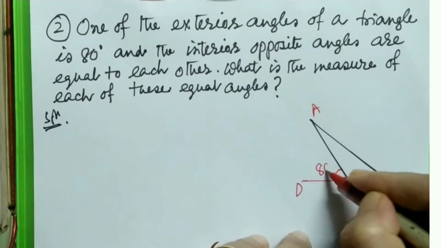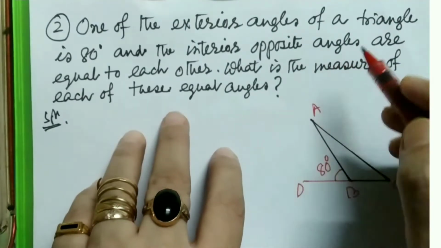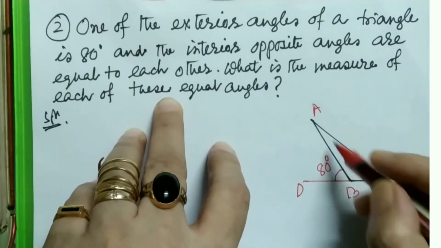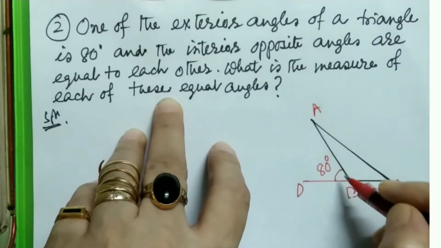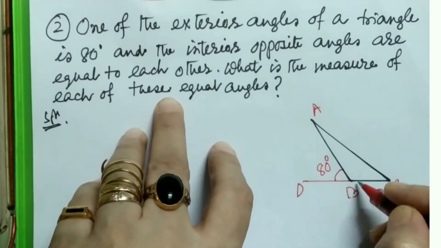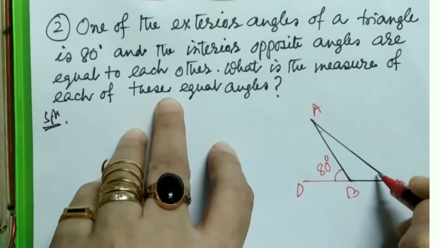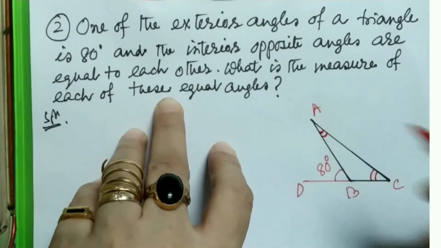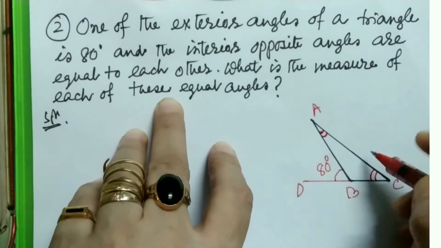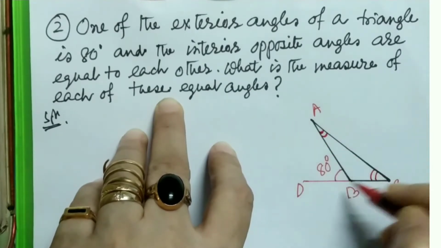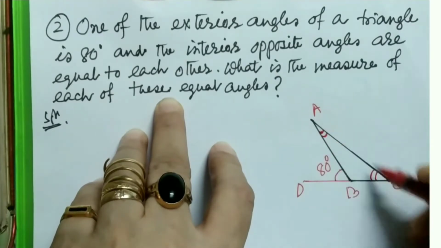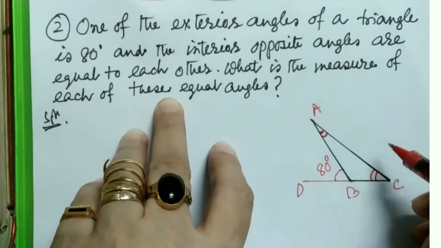So the measure of this angle is 80, and one more condition is given: opposite angles of this exterior angle. That means which are the opposite angles of this one? Yes, apart from this adjacent angle, we are getting this angle and this angle. So these two are equal, so I am putting this sign. This sign means similar sign to both angles. That means these two angles are equal, and since this one's adjacent is this one, apart from these adjacent angles, these two angles are opposite to this exterior angle.